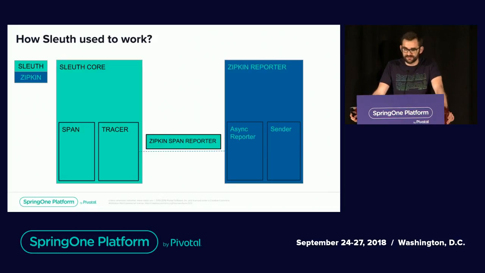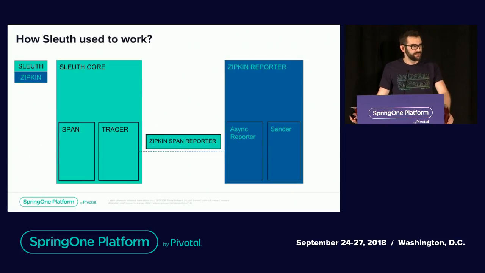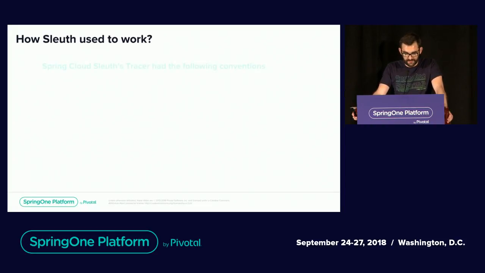So from the internal perspective of Sleuth, when we had Sleuth core, the definition of the span and the logic of a tracer were inside Sleuth. We wrote it in Sleuth, we maintained it, we added features to it. And we had a Zipkin span reporter in Sleuth that used the Zipkin reporter library coming from Zipkin, having different ways of sending out spans, including the async reporter and the sender classes.